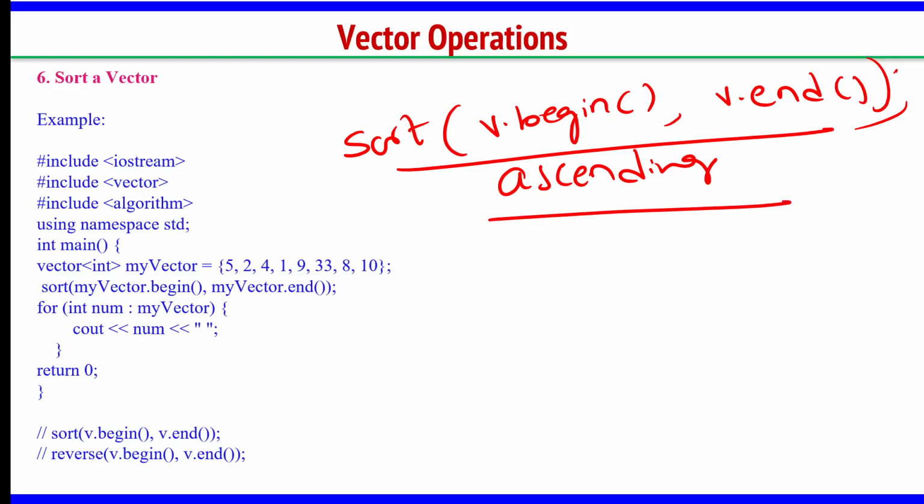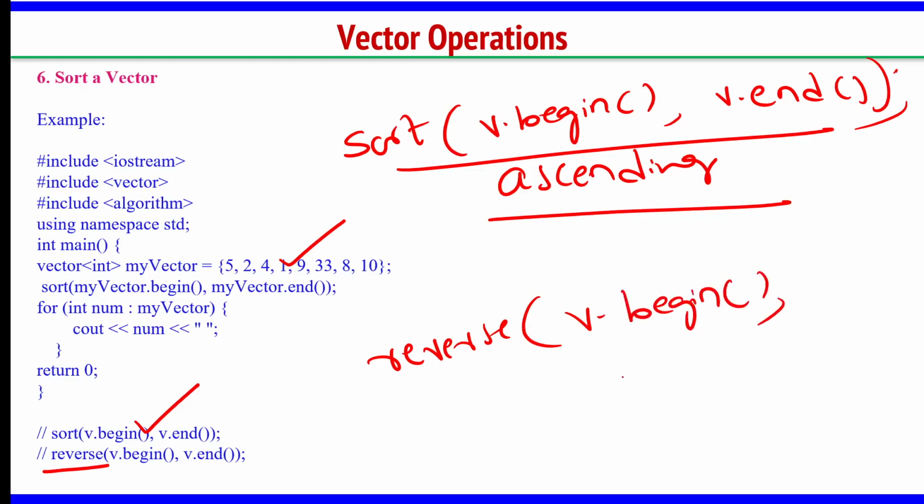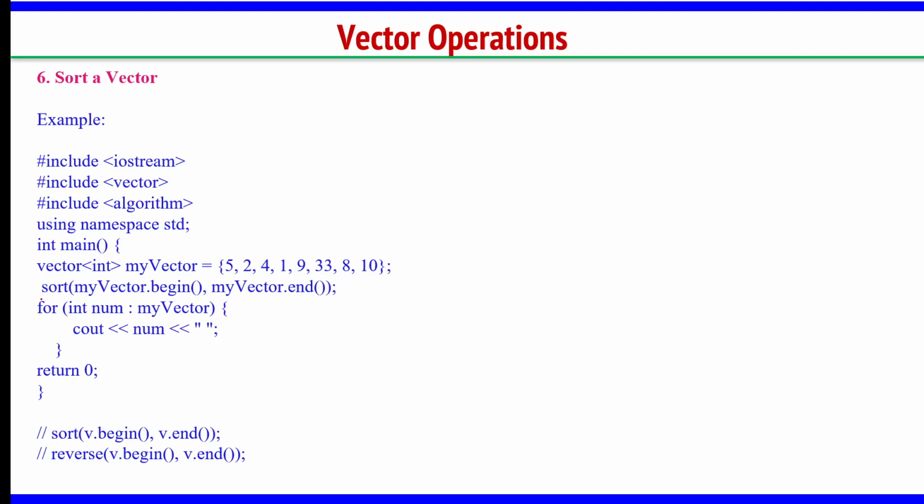If you want descending order, you have to first sort it and then use reverse. First sort this array and then use the function reverse, reverse of v dot begin comma v dot end, like this. Okay. So, these are the syntaxes here. This will by default give ascending order. If you want descending order, you first sort it, then you do reverse, then it will print the reverse order. So, these are a few functions in vector operations.